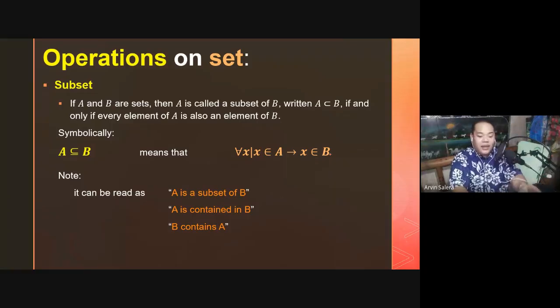Meaning, whatever is in A is in B. In fact, everything that is in A is in B. There is none in A that is missing from B. Only if every element of A is also in B. Every single element in A is in B.